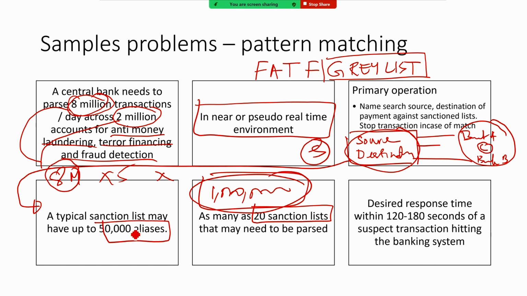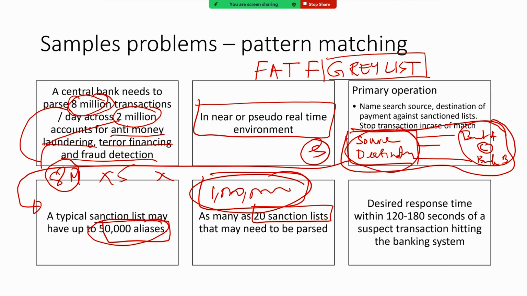The sanction lists get updated every week, every 10 days, every month, and they are less of a problem. The bigger problem was these 8 million transactions. You would never know what was coming, so you would search for them.